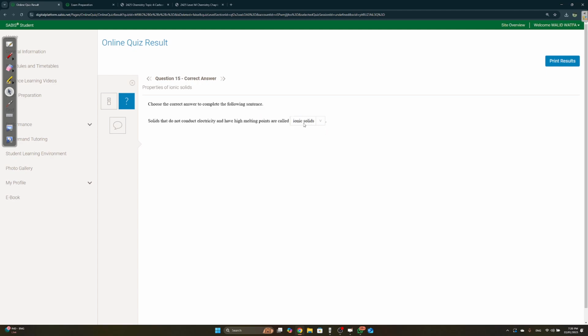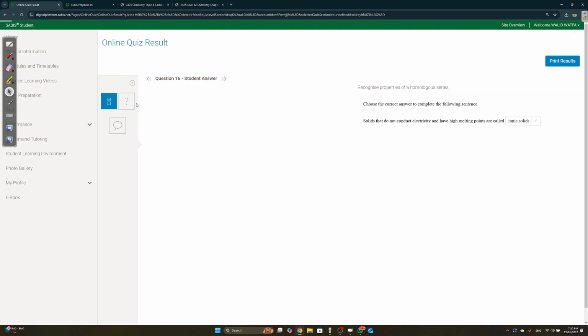Solids that do not conduct electricity and have high melting points are what? Ionic solids. See how we said ionic solids, right? If we said aqueous ionic solutions, then it would conduct electricity, but solid ionic compounds do not.